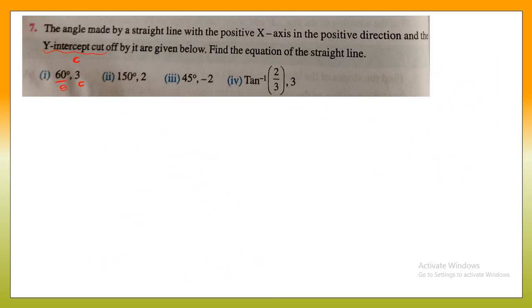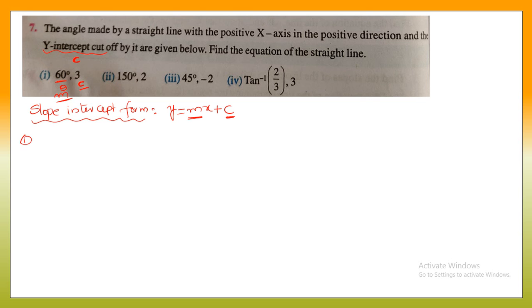So when theta is given, that means indirectly slope is given. So when slope and intercept are given, he is asking you to apply slope intercept form here, right? So what is slope intercept form? By looking at the question, you need to understand which form we need to use. So slope intercept form we need to use. So y is equal to mx plus c. Here we can find out slope by using theta value, and c is already given in the question, right?